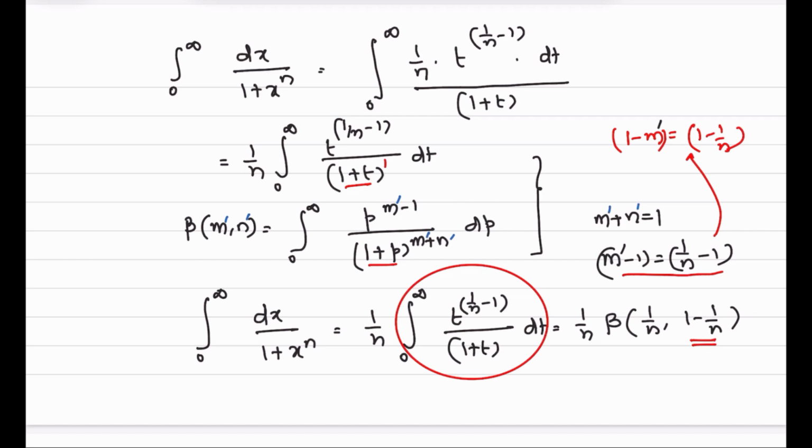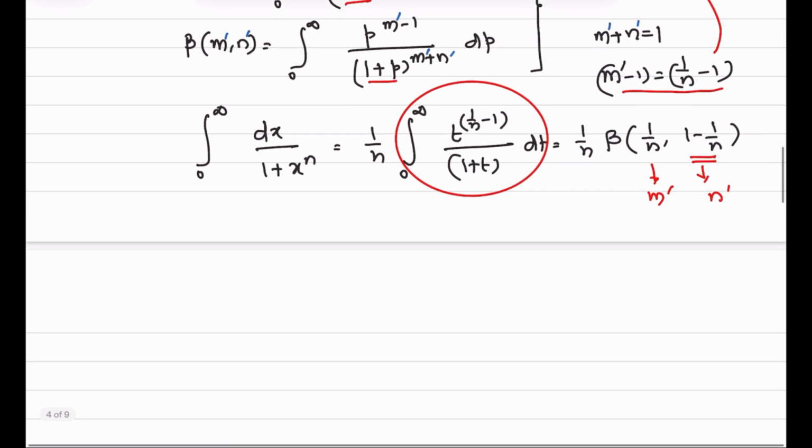1 minus m dash is equal to 1 minus 1 by n. And n dash is equal to 1 minus m dash. This is n dash. When it is n dash, this is m. Because m dash plus n dash should be 1. Are you able to follow?